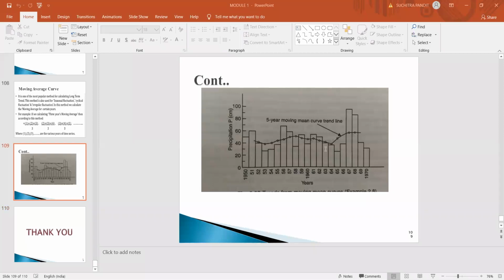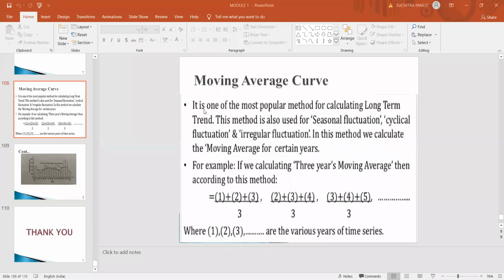Now here we have an important concept in module 1, that is the moving average curve. Why is this moving average curve very important? It is one of the most popular methods of calculating long-term trend. This method is also used for seasonal fluctuation, cyclical fluctuation, or irregular fluctuation. In this method, we can calculate the moving averages for certain years.